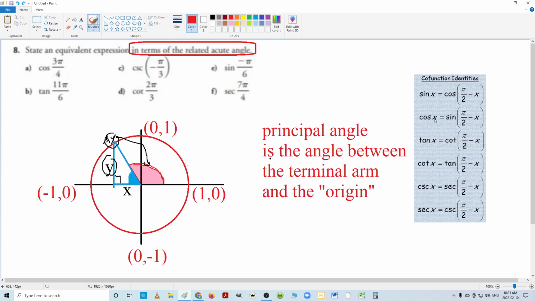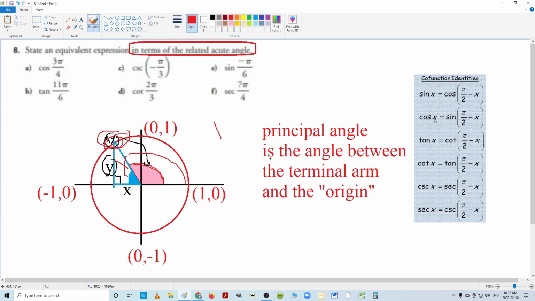So the acute angle will share the exact same cosine and sine values because x is cosine of any angle and y becomes the sine. If they share the same x and y values, they share the same cos and sine values. The sine of this angle will be the same as the sine of that angle.